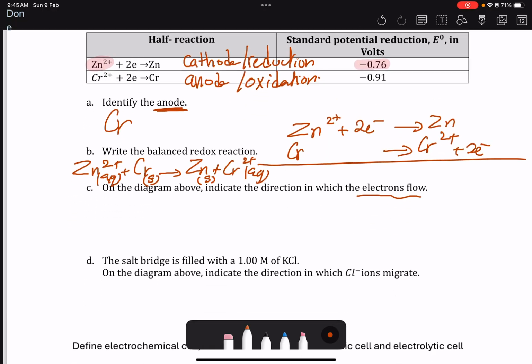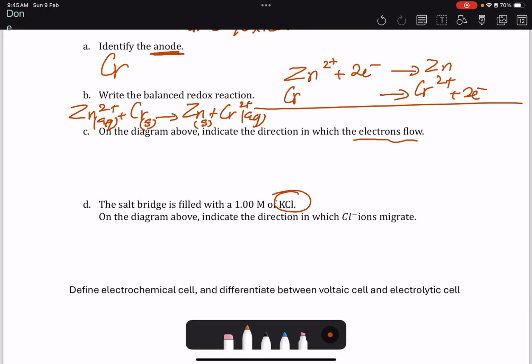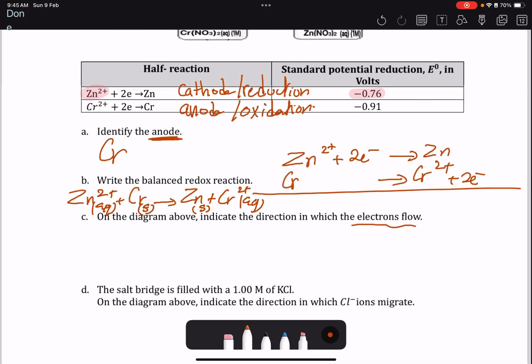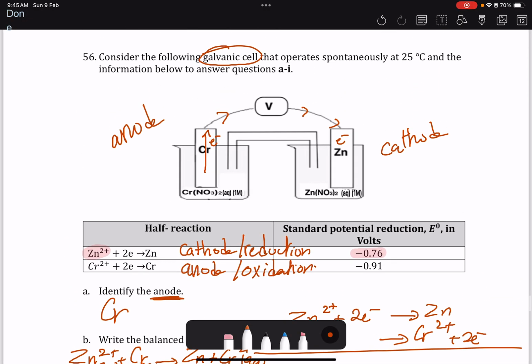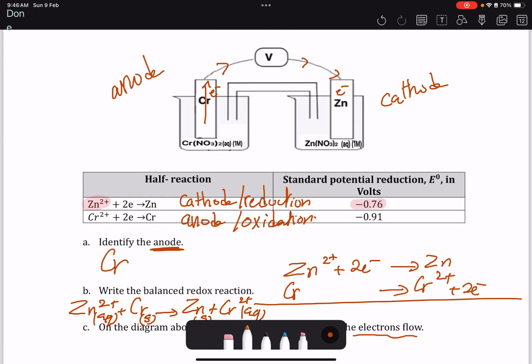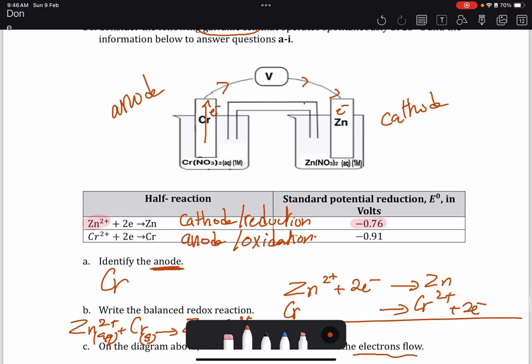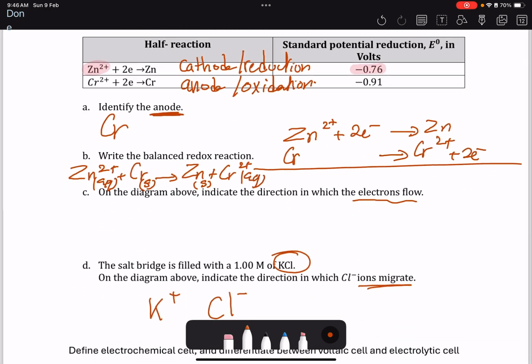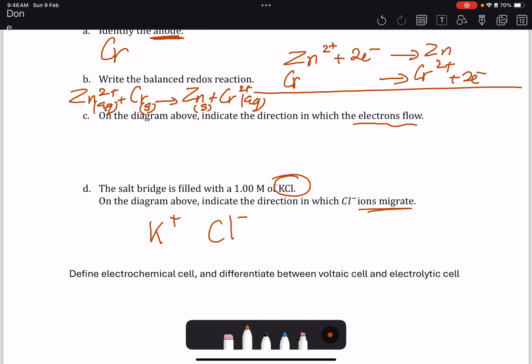And another question, the salt bridge is filled with K plus and Cl minus. Where are the Cl minus going to migrate? So in this equation, toward the cathode, I have a consumption of positive ions. So the positive K plus are going to come on this side, whereas the negative chloride ions are going to come on this side. So on the diagram, you can indicate the migration of Cl minus.